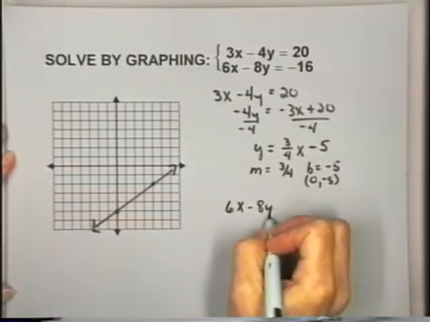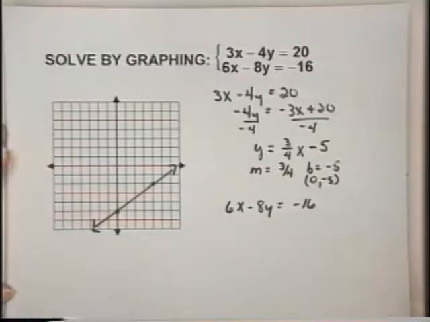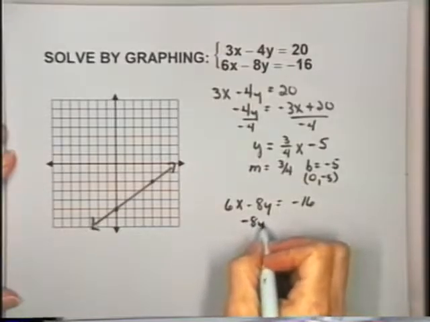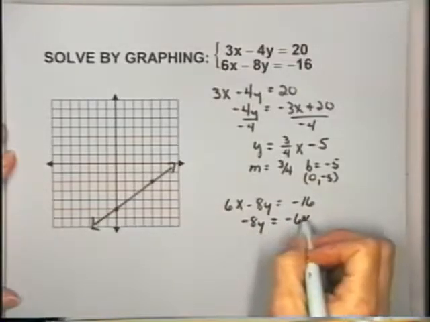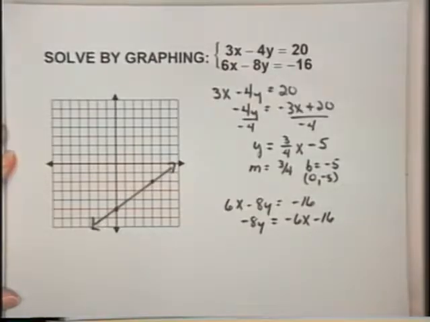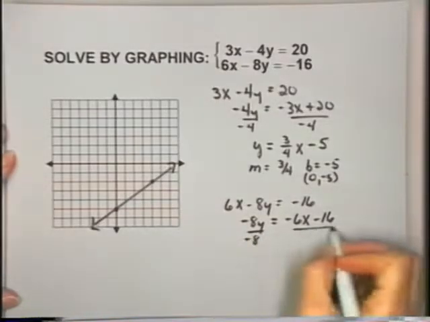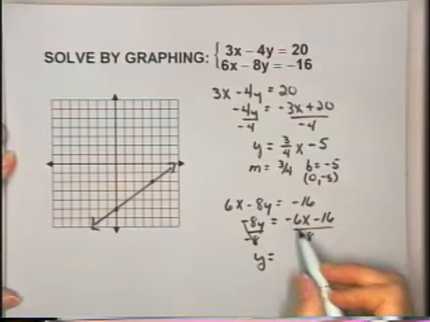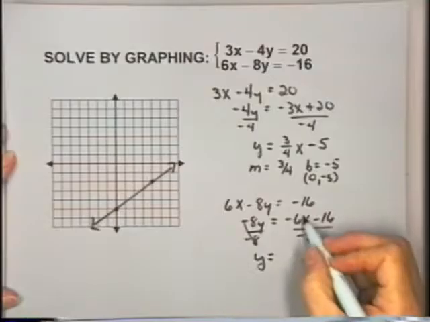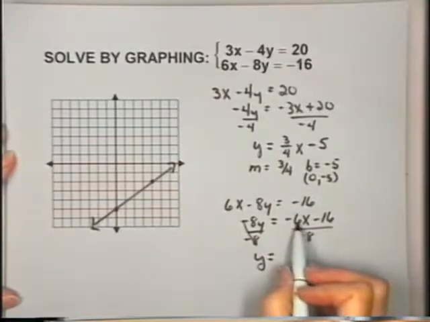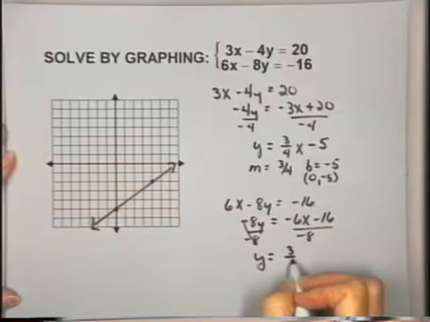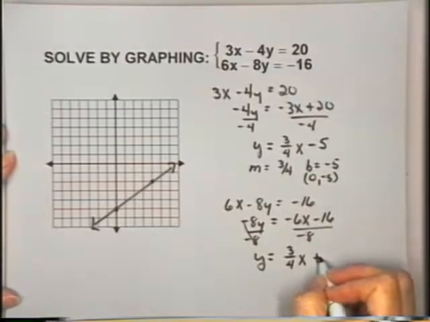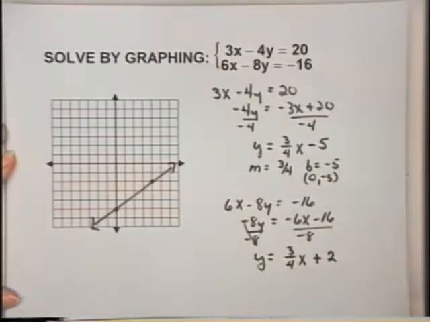6x minus 8y equals negative 16. Now let's do this one also by slope-intercept. Let's solve. So subtracting 6x from both sides. And then I will divide both sides by negative 8. I have a positive y here. A negative divided by a negative is positive. We can reduce 6 over 8, can't we? If we divide both of these by 2, we get a 3 over 4x. And then a negative divided by a negative is a positive, and 16 over 8 will reduce to 2.